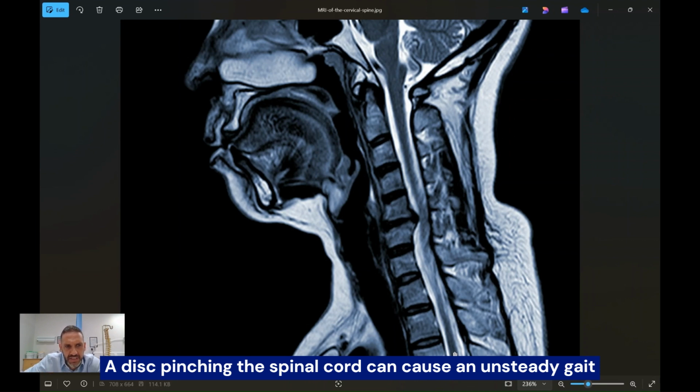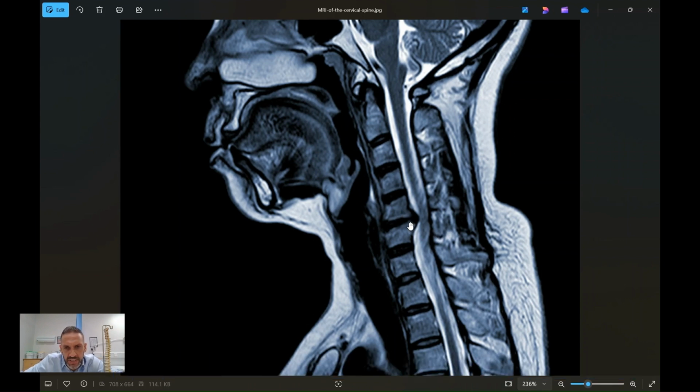And in that context, you don't tend to get pain going down the legs. You can sometimes get pain in the region of where the disc is, such as here in the cervical spine in this case, sometimes in the thoracic spine when you get disc bulges.